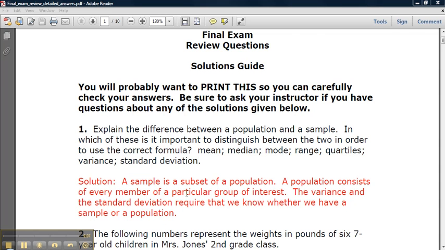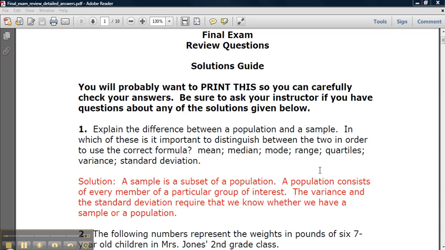Question number 1 says explain the difference between a population and a sample. In which of these is it important to distinguish between the two in order to use the correct formula? Mean, median, mode, range, quartiles, variance, standard deviation, and so forth.